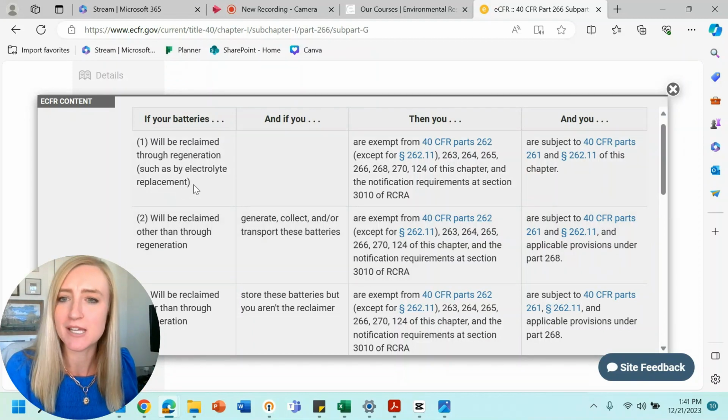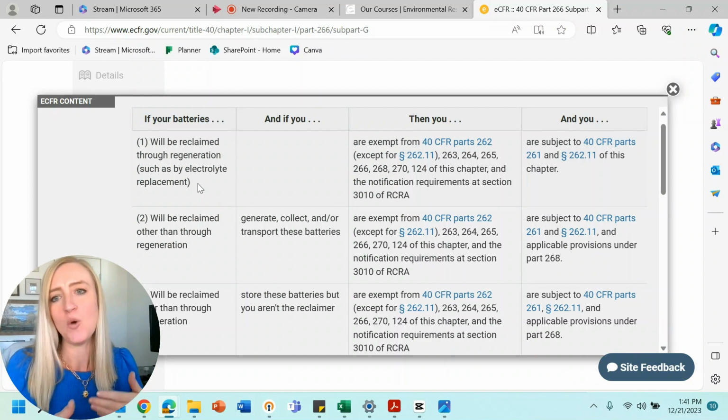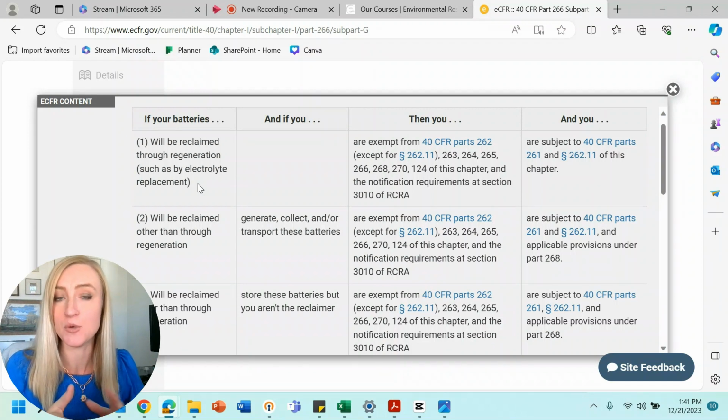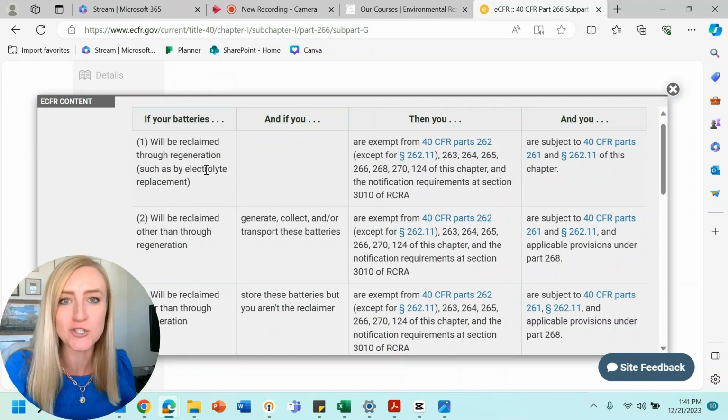Now, there's essentially two different ways that you can easily use this part of the regulations. One is if you're sending your batteries to a recycler where they are going to be reclaiming them through regeneration. That means they're doing something very simple, such as replacing the electrolyte and then they're going to resell them. That is number one right here that you see. If that is the case, you are essentially subject to no other regulations. All you have to do is identify it as hazardous waste, get it recycled through regeneration, and you're going to be good to go. So that makes your battery program so much easier.